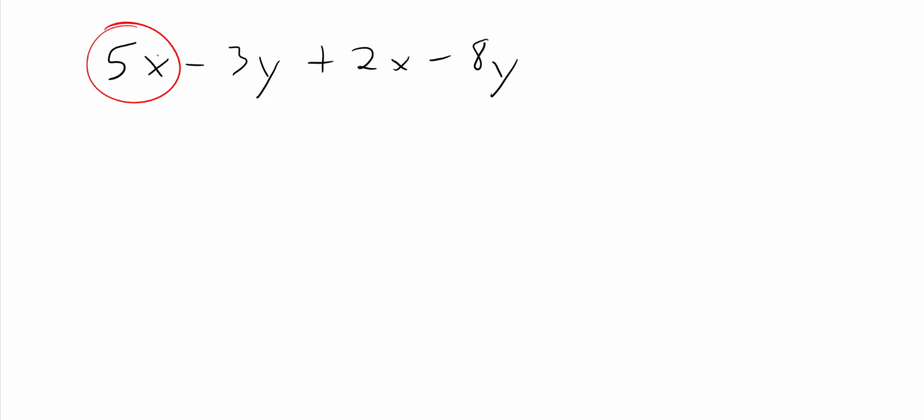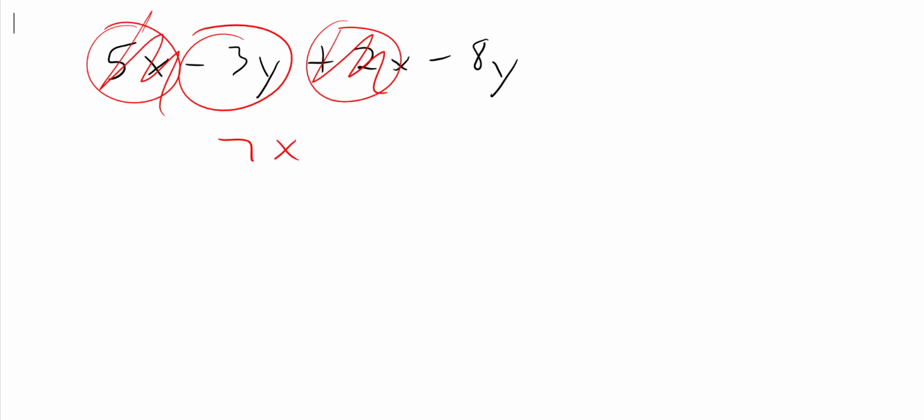All right, so let's do a couple more examples. So I do 5x minus 3y plus 2x minus 8y, and I want to combine like terms. Sometimes it helps to circle what you want to combine, so I'm going to do that first. So 5x plus 2x is 7x. Okay, so I use those.